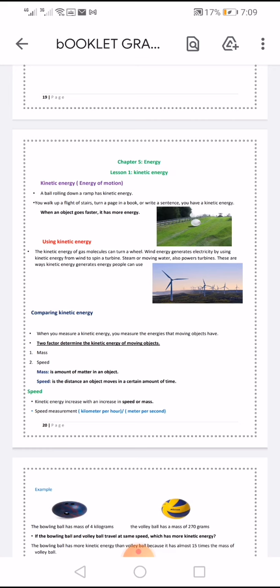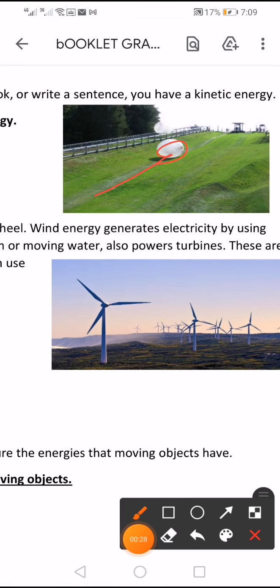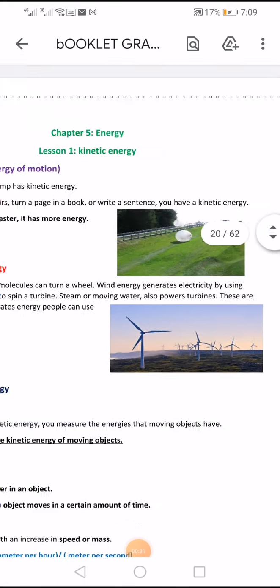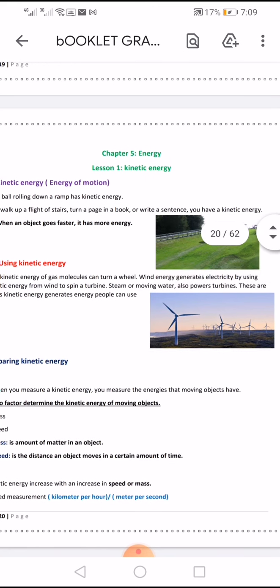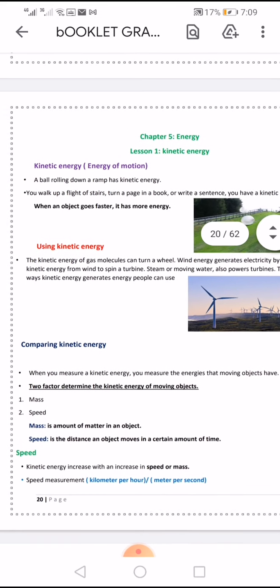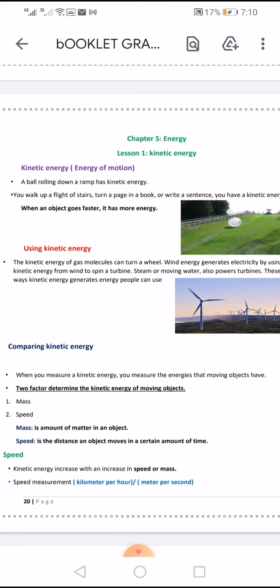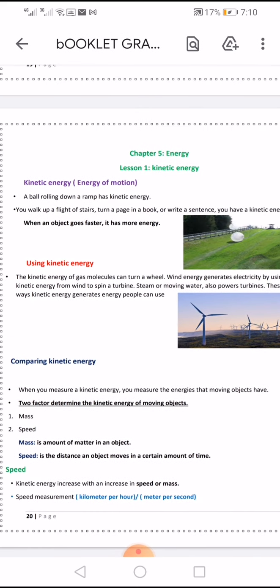Look, when this ball rolls down this ramp, so this is a kinetic energy. So this ball has a kinetic energy or energy of motion. You walk up a flight of stairs, turn a page in a book, or write a sentence, you have a kinetic energy. When an object goes faster, it has more energy. So when the object becomes faster, it has more energy.